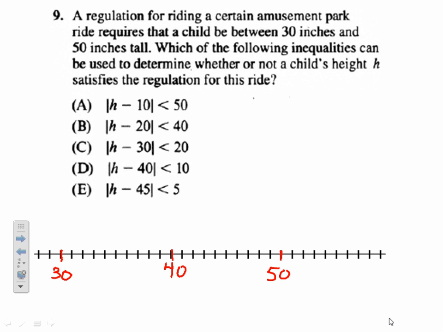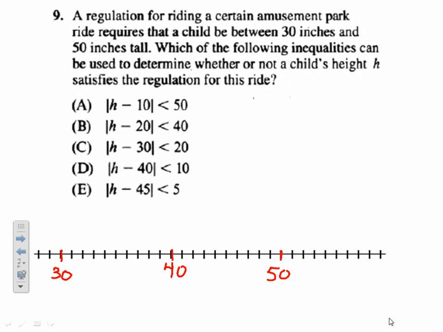This is question 9, test 5, section 8, and I find that students have difficulty with it. I'm just going to explain a couple ways you could solve it. Okay, so this question reads, a regulation for riding a certain amusement park ride requires that a child be between 30 inches and 50 inches tall. Which of the following inequalities can be used to determine whether or not a child's height h satisfies regulation for this ride?